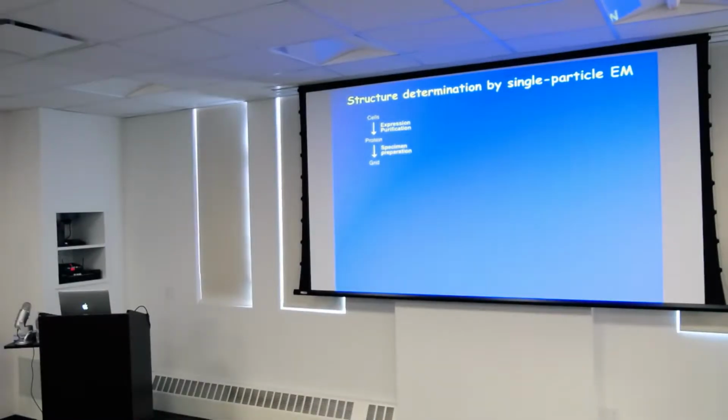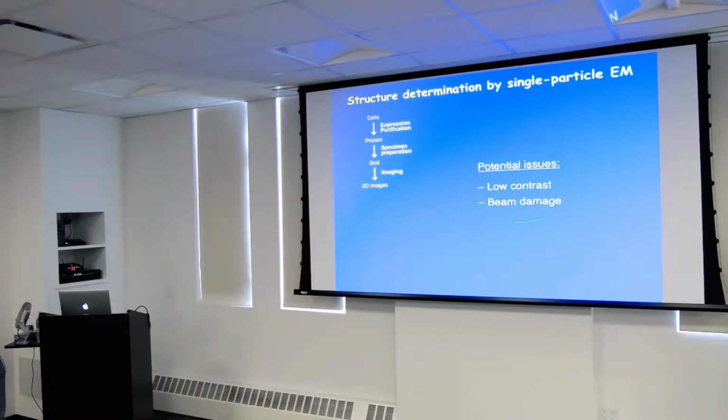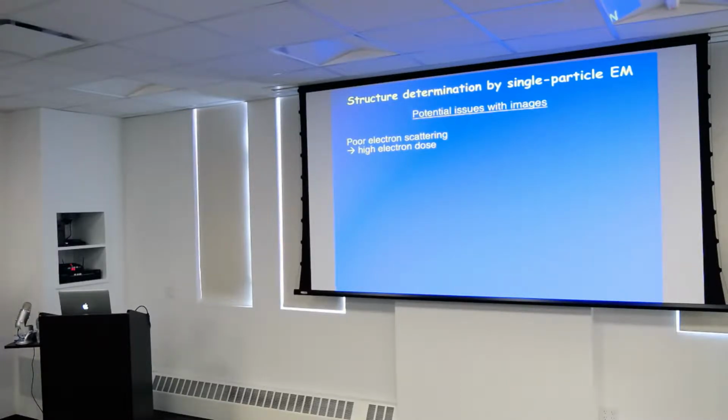So you prepare your grid, you take images, and the issues that we always had until recently were low contrast and beam damage. That was really always the conundrum in single-particle electron microscopy, because biological specimens, if you don't stain them, consist of very small atoms: carbon, oxygen, nitrogen. The electron scattering is proportional to the atomic number of the atoms, and so if you have small atoms, you get very little scattering. If you get little scattering, you get very poor contrast.